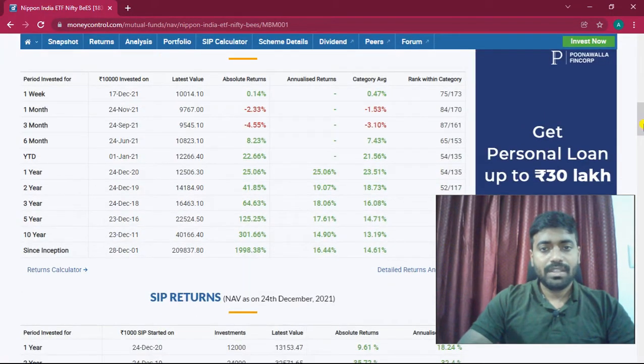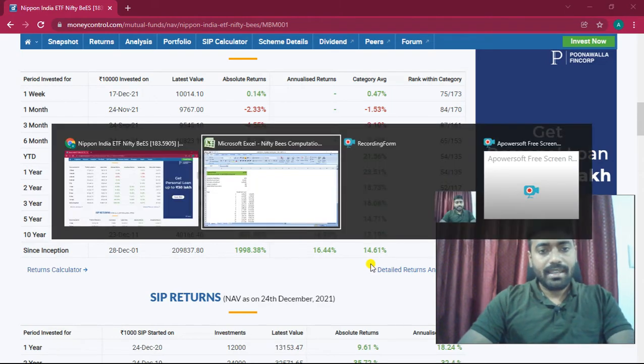If you come down here, you can see the investment. I have taken it from the starting of this fund. You can see the money has compounded at the rate of 14.61% per annum, so it is quite good. So let's come to my Excel sheet.